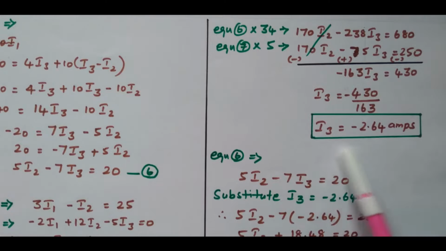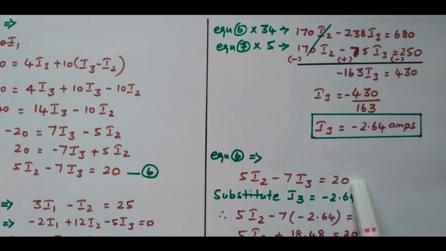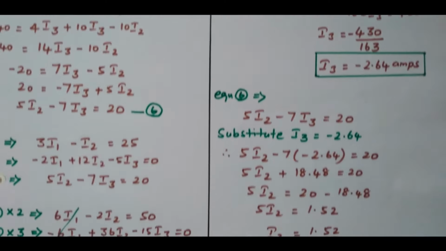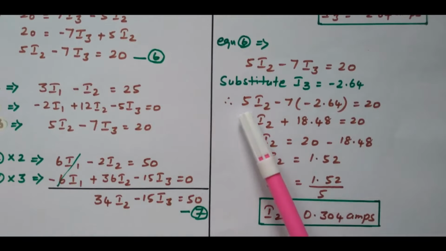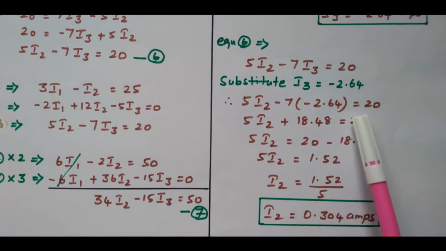So now we got the current value I3, loop 3 current I3 value is calculated. By solving the equation, the first current is calculated. Now we can substitute this value in the sixth equation. If we substitute the I3 value, automatically we can find the I2 value. Right? So consider the sixth equation: 5I2 minus 7I3 equal to 20. In that we are going to substitute I3 equal to minus 2.64. So while substituting, 5I2 minus 7 into minus 2.64 is equal to 20.